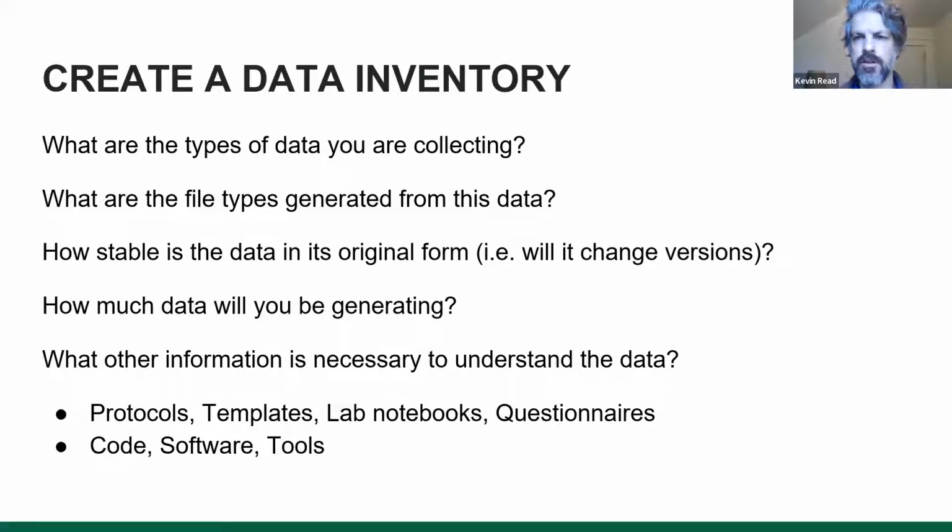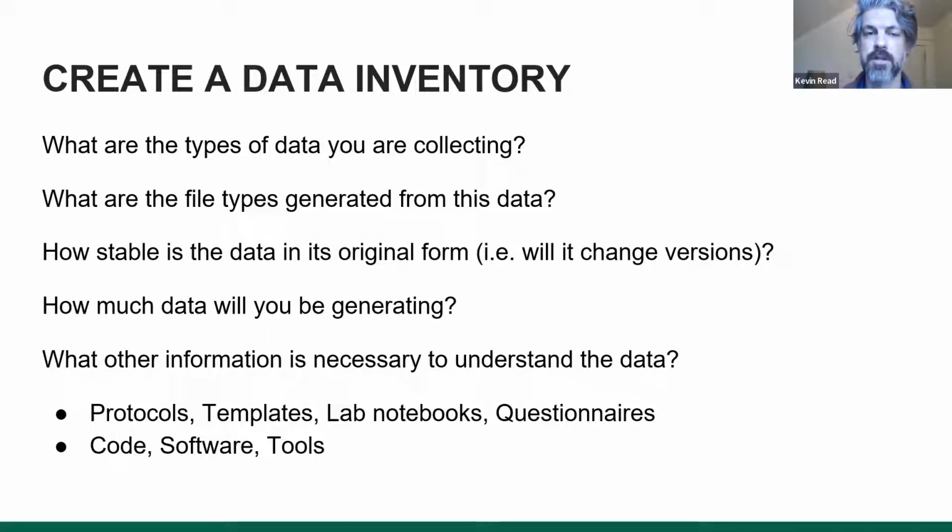The goal of a data inventory is really just a chance for you, when you're starting, or even if you want to start mid-project, to see all the different things involved in your research project. So the first question is, what are the types of data you are collecting? You want to think about what we looked at before, whether it's primary data, secondary data, is it quantitative, is it qualitative? What are the specific elements of it? Is it metadata, as one person mentioned to me in the chat?